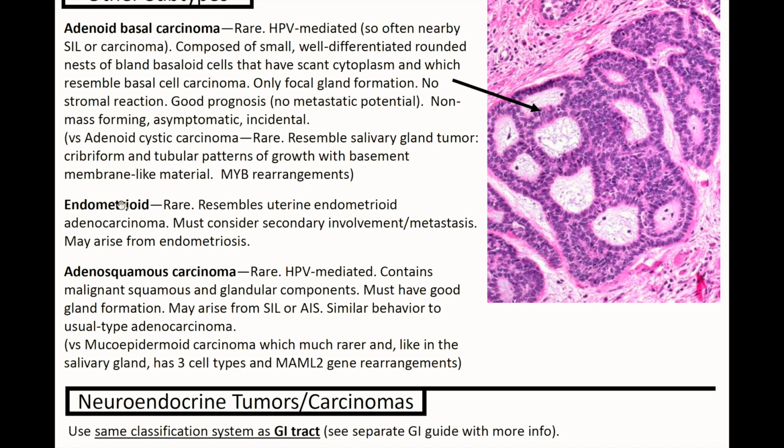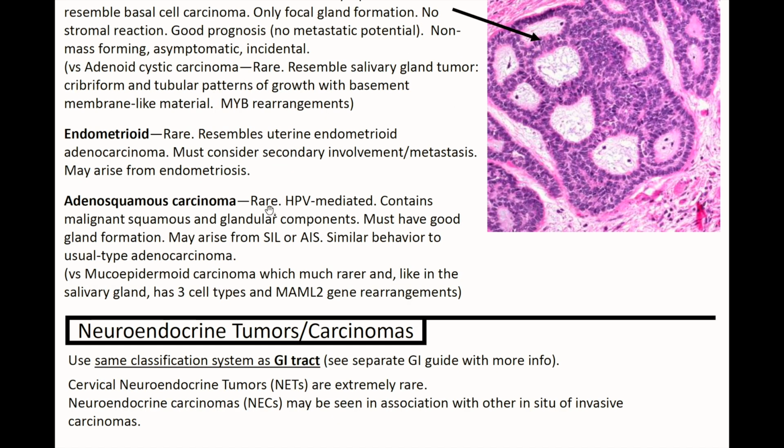You can also have endometrioid subtype, which is rare, but resembles uterine endometrioid adenocarcinoma, so you must consider secondary involvement versus metastasis, and it may also arise with or from endometriosis. And another subtype is adenosquamous carcinoma, which is rare, HPV mediated, and contains malignant squamous and glandular components. This must have gland formation and may arise from CIN or AIS, with similar behavior to usual type adenocarcinoma.